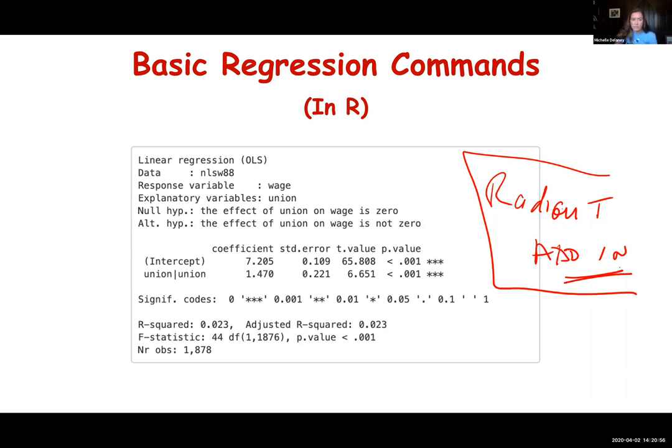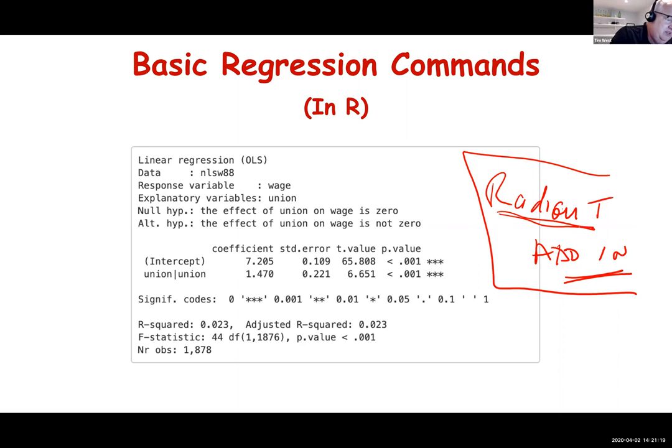So all I did was upload that NLSW88 data set and run a linear regression using the wage and union. So it gets the exact same results as Stata did, which is great. So Radiant gives you a capability to point and click a little bit more instead of writing the code. Exactly. Yes. Okay. All right.